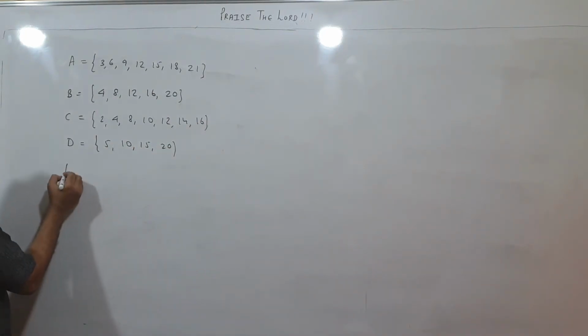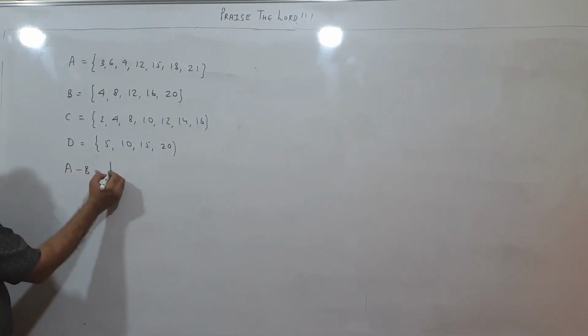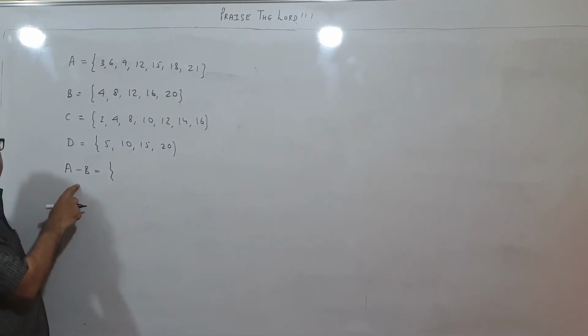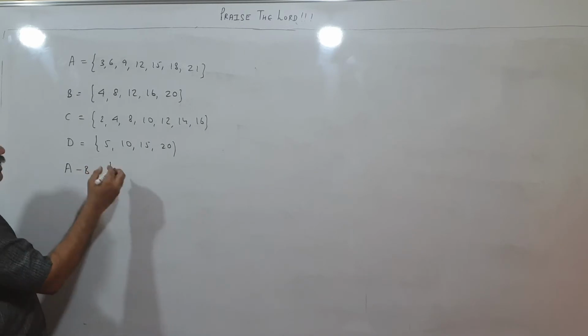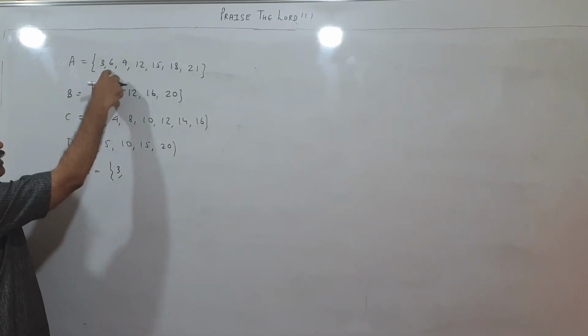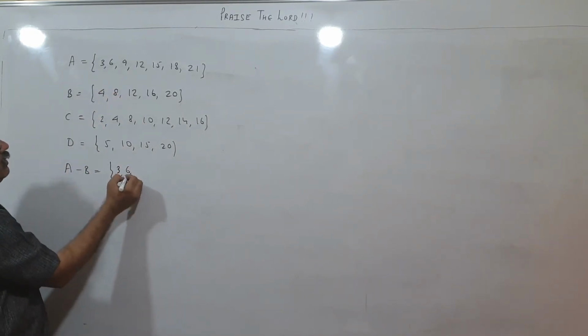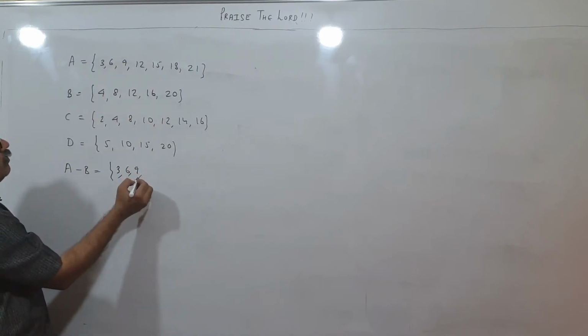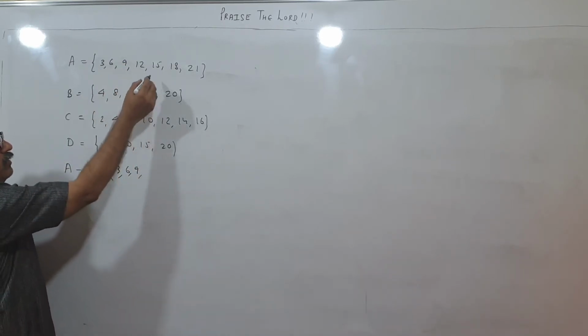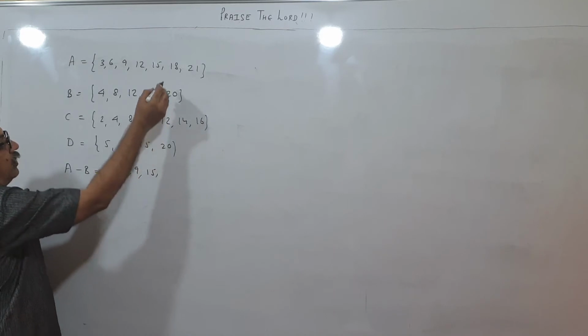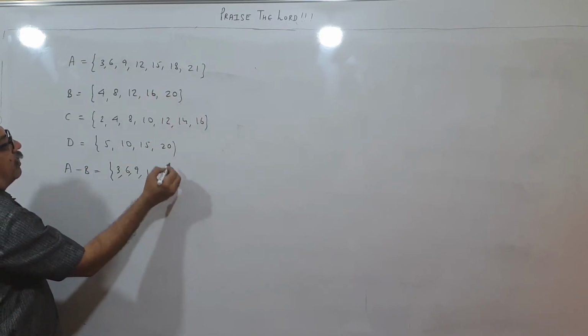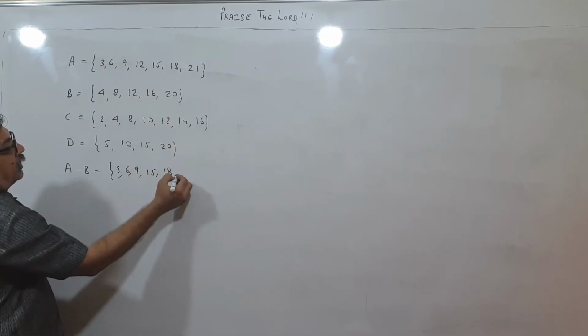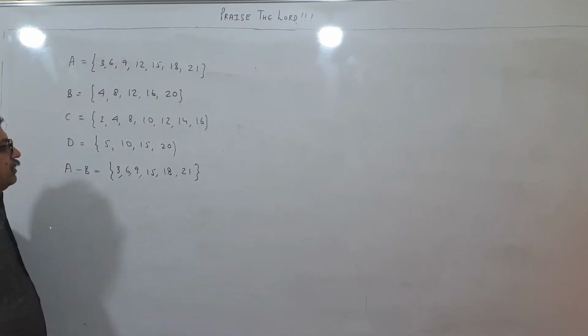We want to get A minus B. So all those elements of A which are not present in B. So we can write 3, 6 I can write because it is not in B. 9 also I can write. 12 I cannot write. 15 I can write. 18 I can write. 21 also I can write. That is A minus B.